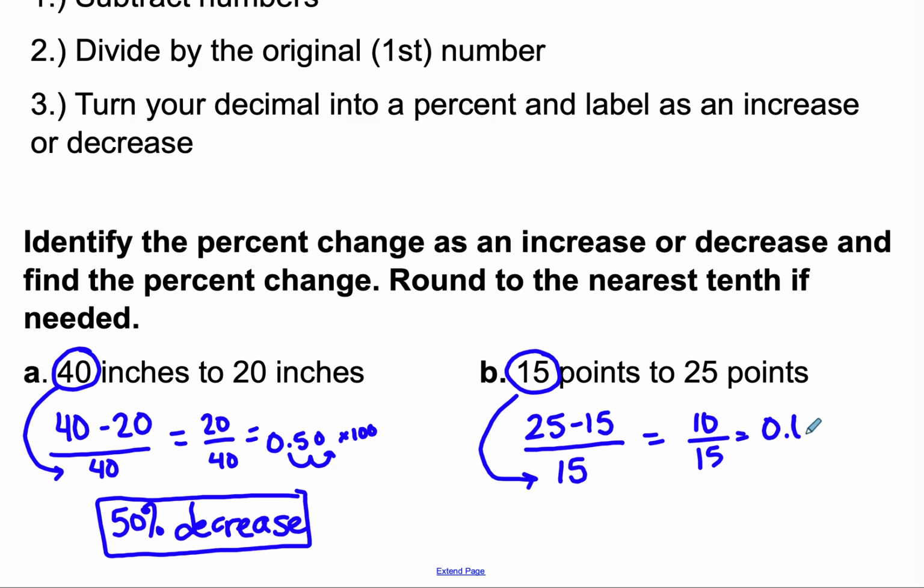we get 0.6 repeating. Now the directions said round to the nearest tenth. That means 1 decimal place. So I'm going to go ahead and write it out 4 decimal places. We're going to move the decimal 2 places over to the right. So we have 66 point. And then that next decimal place is a 6, and we look at the number behind it. That's also a 6. So when this number is 5 or more, it means round up. So 66.6 repeating turns into 66.7%. And then this one is an increase because it's getting bigger.